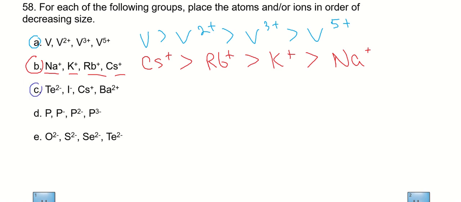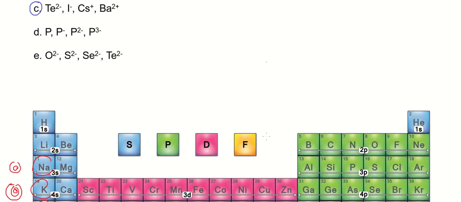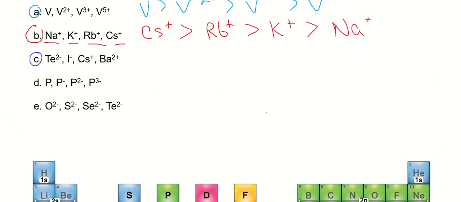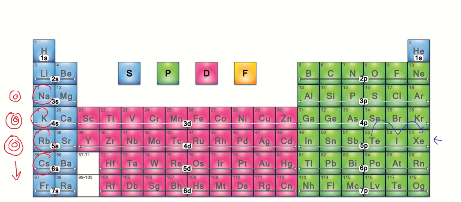Let's go on to C. We have tellurium that is going to gain 2 electrons, so that's going to be isoelectronic with xenon. It's going to have 54. When you have a mix of cations and anions, that's probably what you can expect. Iodine is right next to it. It's going to gain 1.